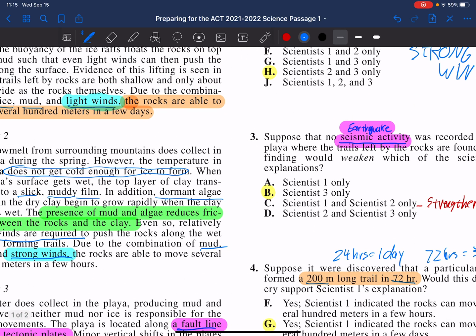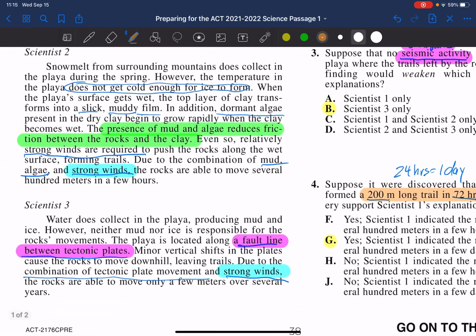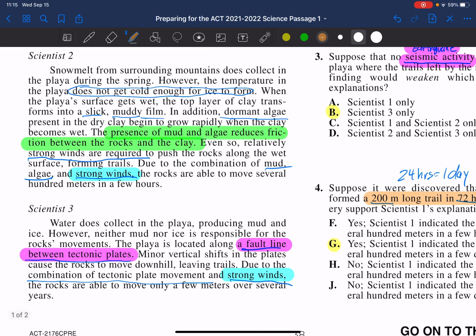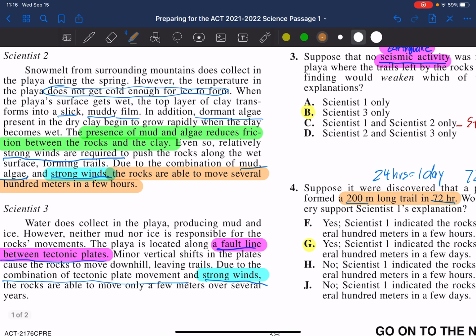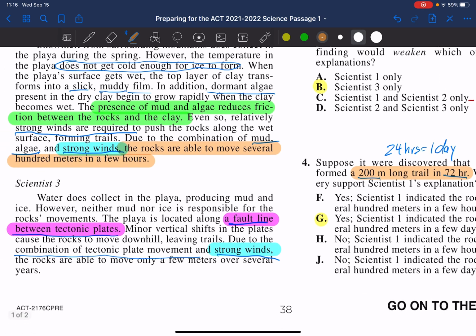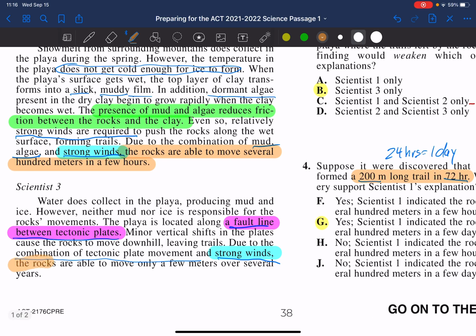Now let's contrast that with the other scientists. Scientist 2 said that the rocks are able to move several hundred meters in a few hours. Well, that doesn't work because we have 72. A few hours is 2 or maybe 3. That doesn't work. And then Scientist 3 says the rocks are able to move only a few meters over several years. So a few meters? No, we have 200 meters. Several years? Sorry, time frame doesn't work. We have 72 hours.